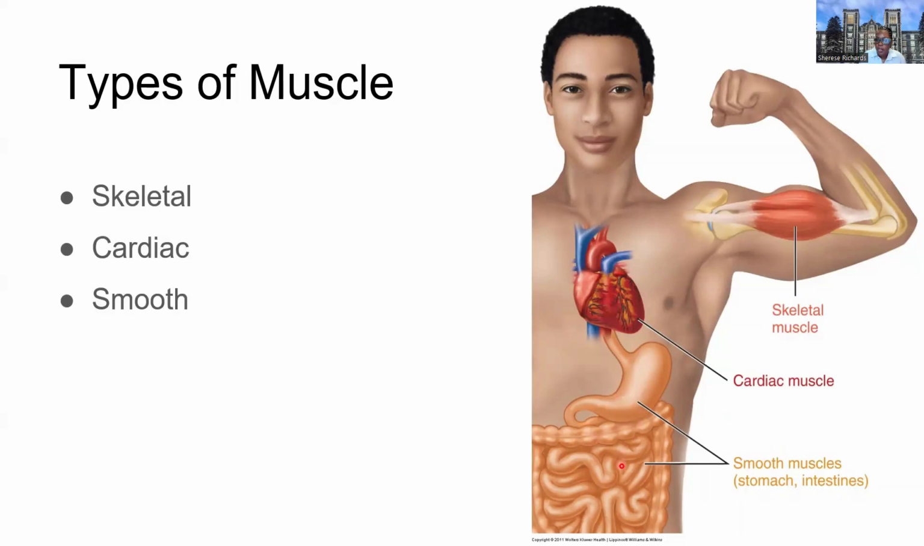Now, cardiac and smooth muscle are also called involuntary muscle because they're not responsive to our voluntary command. They are going to be responsive to the autonomic nervous system, which is kind of the regulatory division of the nervous system that is under involuntary control.